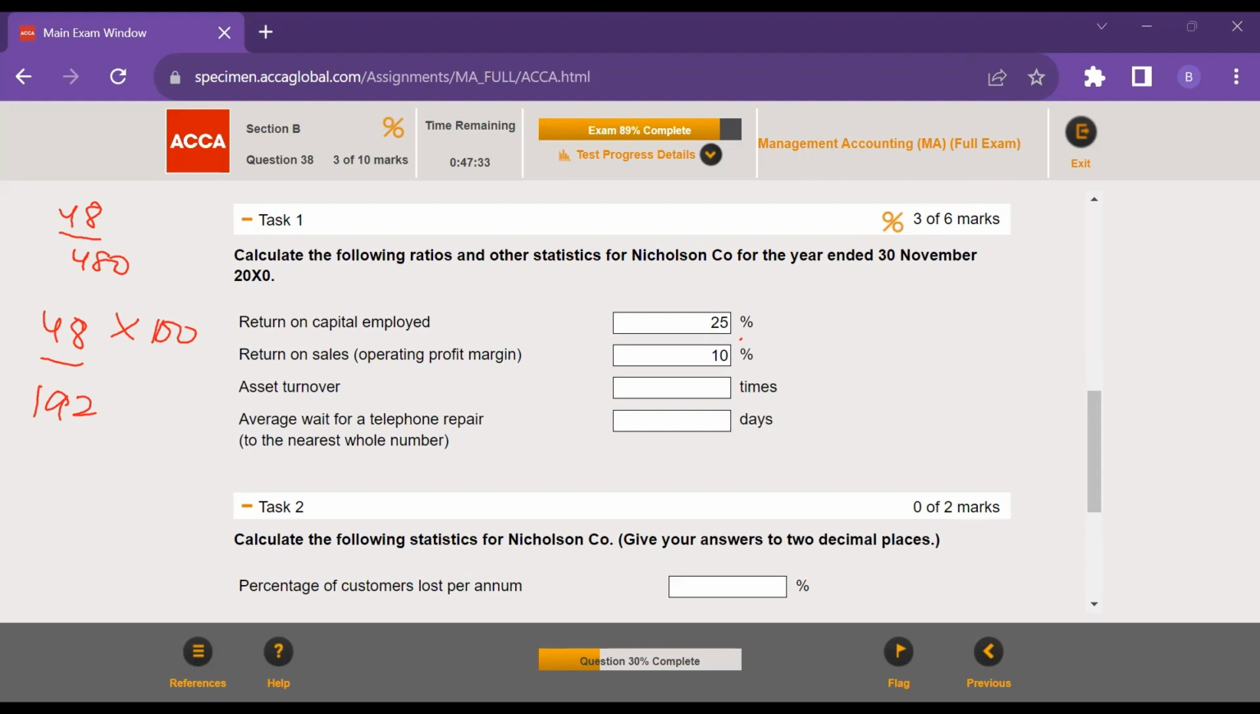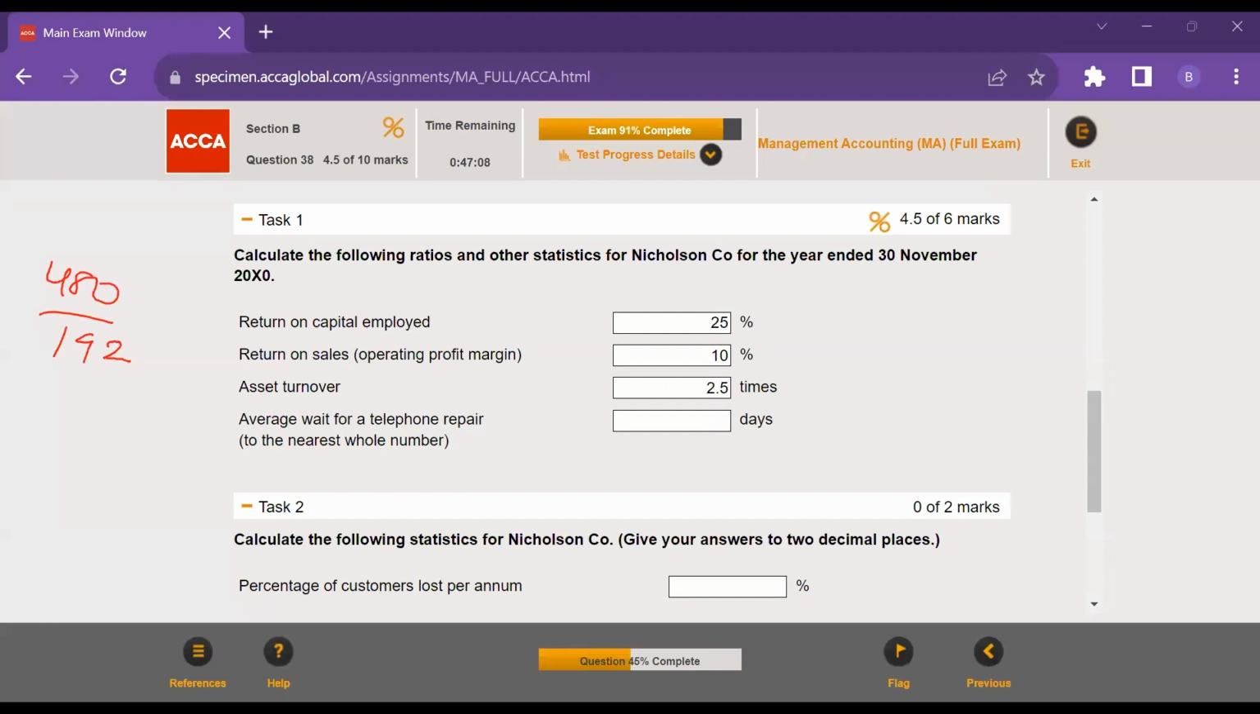Now we have to find out the asset turnover. Again, the formula that we have for asset turnover is nothing but your sales revenue divided by your capital employed. The revenue we just had, 480, and then the capital employed was 192. So with this, you will have your answer as 2.5. So if I just enter this over here, 2.5.